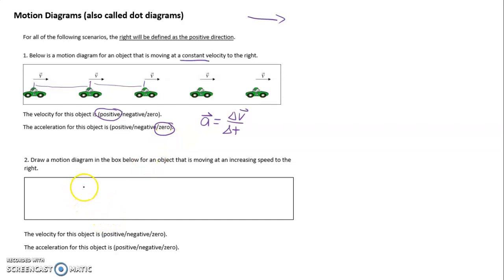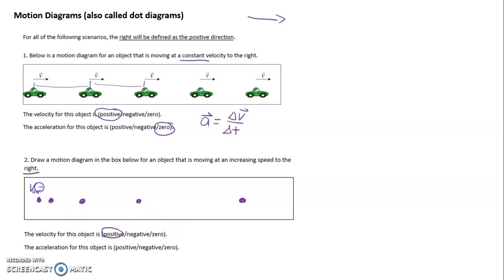Next up, we have an object that is moving at an increasing speed to the right. And we don't have to be fancy. For these motion diagrams, usually we just draw dots. So if the motion is increasing, if the car or whatever the object is speeding up, then that means the spacing between the dots is increasing. So in this case, since the object is moving to the right, the velocity is positive, and then we can look at the acceleration.